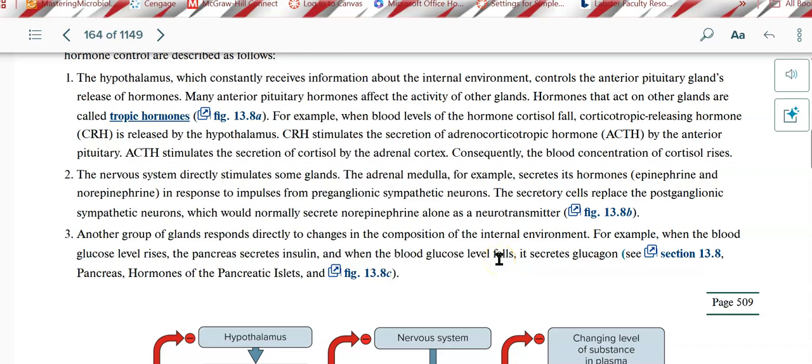But the point here is that insulin secretion is controlled by the blood sugar level directly. The pancreas will secrete it if the blood sugar level gets too high. It doesn't need the nervous system to tell it to make insulin. The pancreas does not need the hypothalamus to send it a signal to make insulin. It monitors blood sugar levels itself.